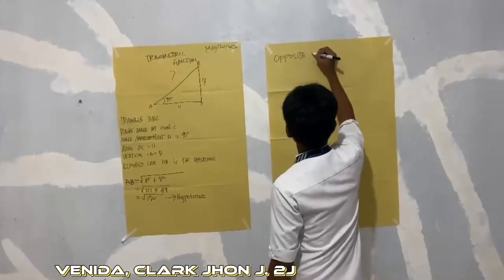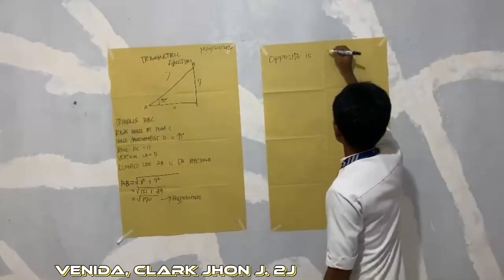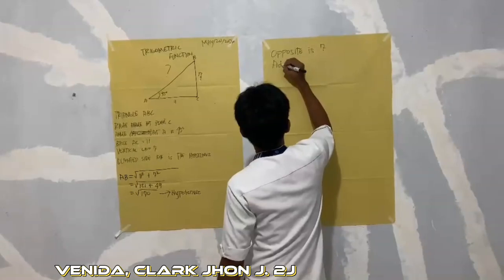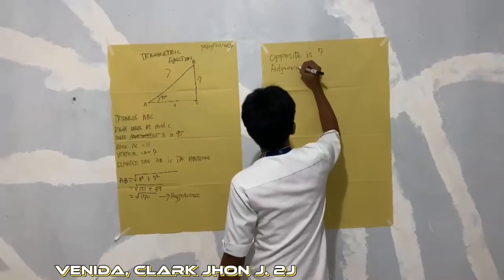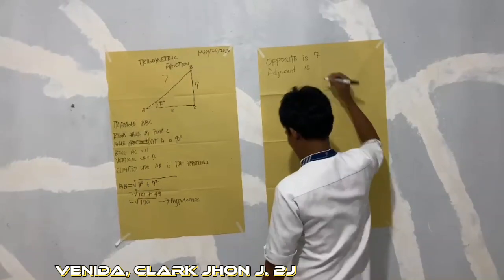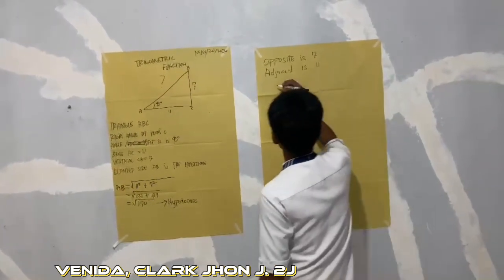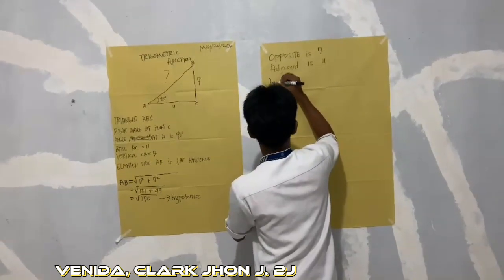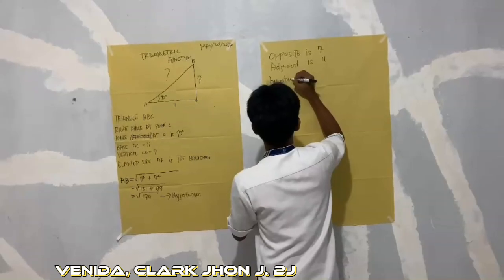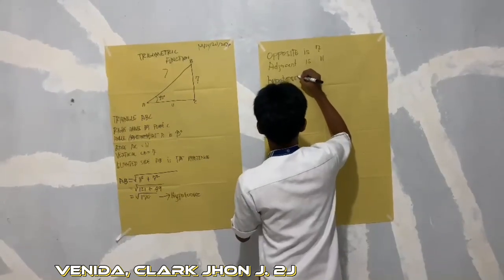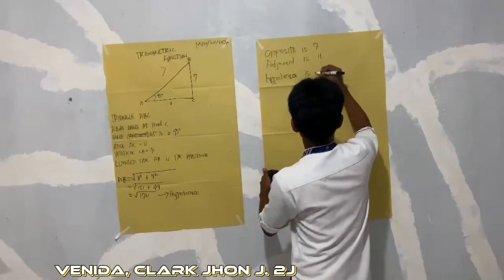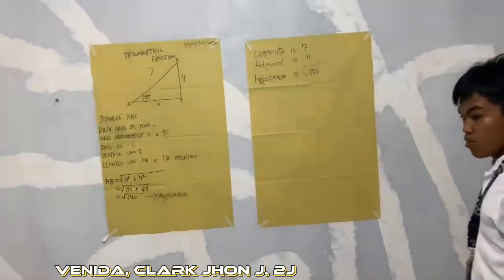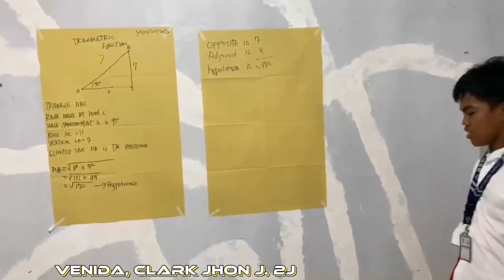So go to the formula. Opposite is 7, adjacent is 11, hypotenuse is square root 170. So go to the cos, tangent, and sin.